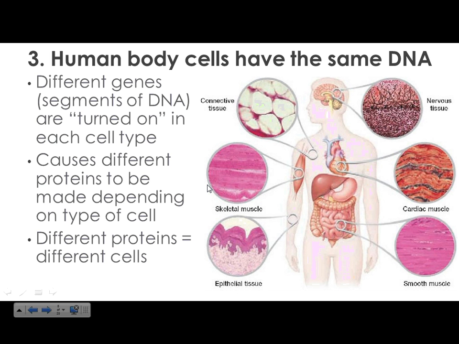So the difference between a heart cell and a liver cell is just that different proteins are being made because different genes are active. This leads to all the different cell types. So up here we've got connective tissue and nervous tissue and cardiac muscle. These all look different. They're expressing different traits. They're expressing different proteins, different genes.